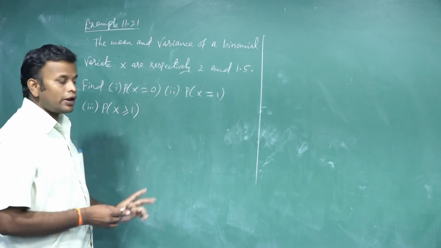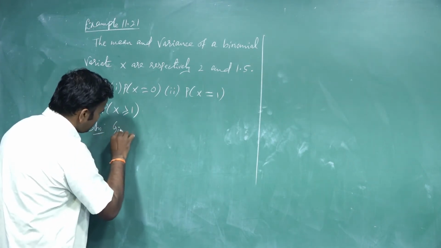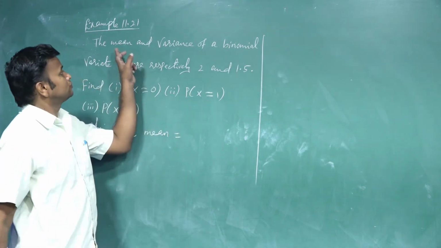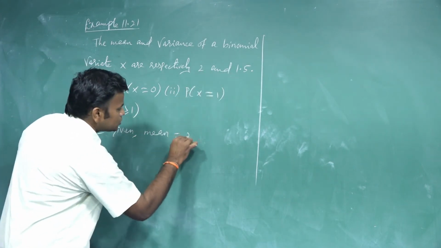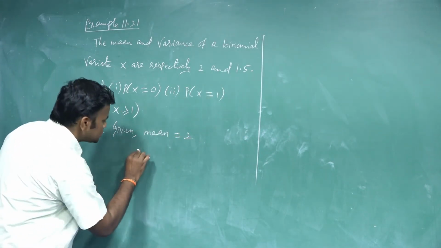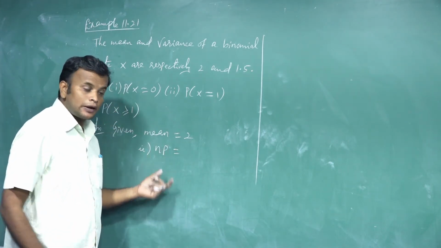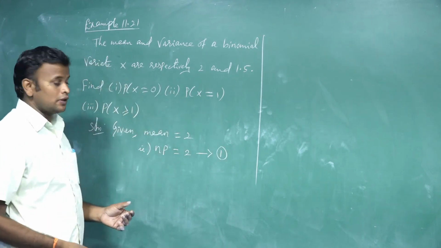every probability value. First, using the data given. The mean and variance of a binomial distribution are 2 and 1.5. So the value of mean is 2. That is, the formula for mean is np. np is 2. So this is the first equation.